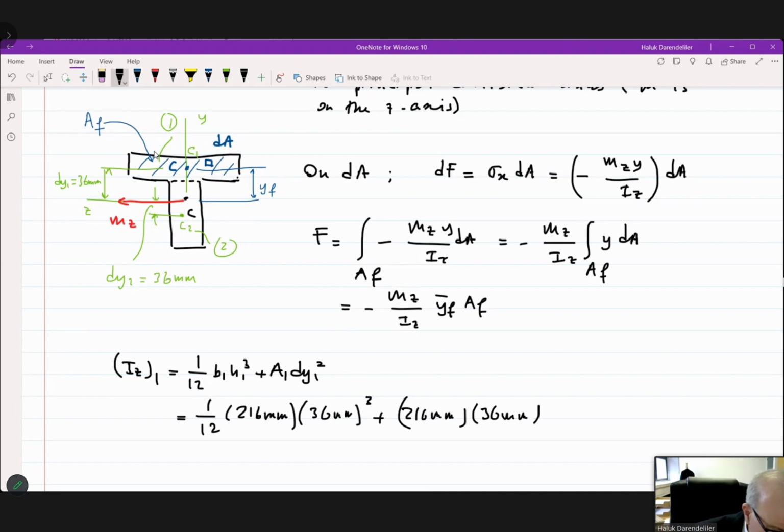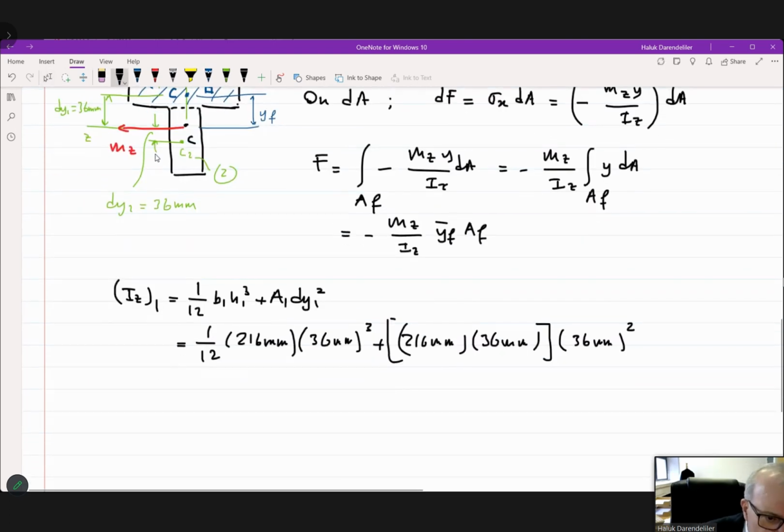As is clear from the figure, I am going to multiply this area with the distance between the parallel axes passing through the centroids of these two, which is dy1. That is, again from the figure, 36 millimeters. So if you calculate this, you will see that the moment of inertia of the first area about the z-axis is 10.9175 times 10 to the power 6 millimeters to the power 4. Is that understood, friends?